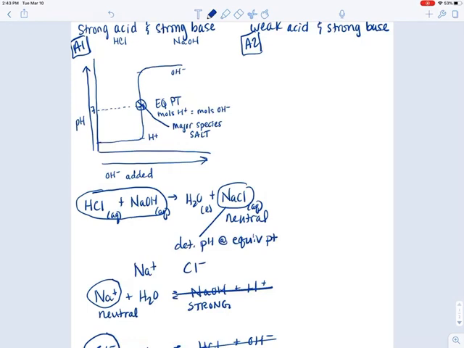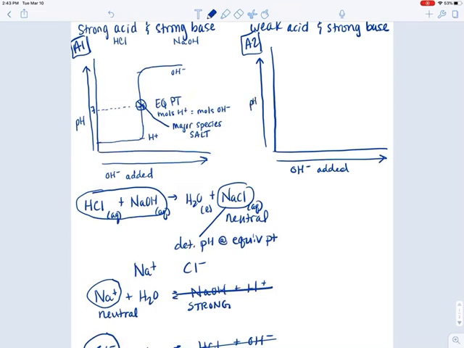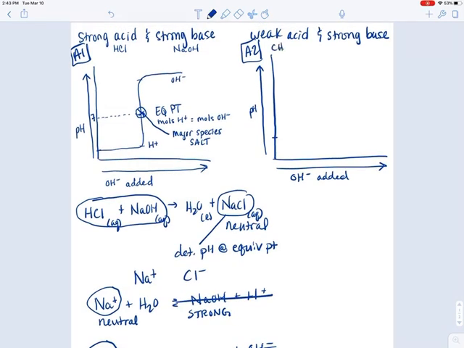Let's compare that to the titration of a weak acid, strong base, right? So our x-axis is still equivalence of hydroxide added, or volume added, and the y-axis is still increasing pH. One difference is that we're starting out at a higher pH, okay, because this is a weak acid. This weak acid is CH3COOH, or acetic acid. The base is still sodium hydroxide.